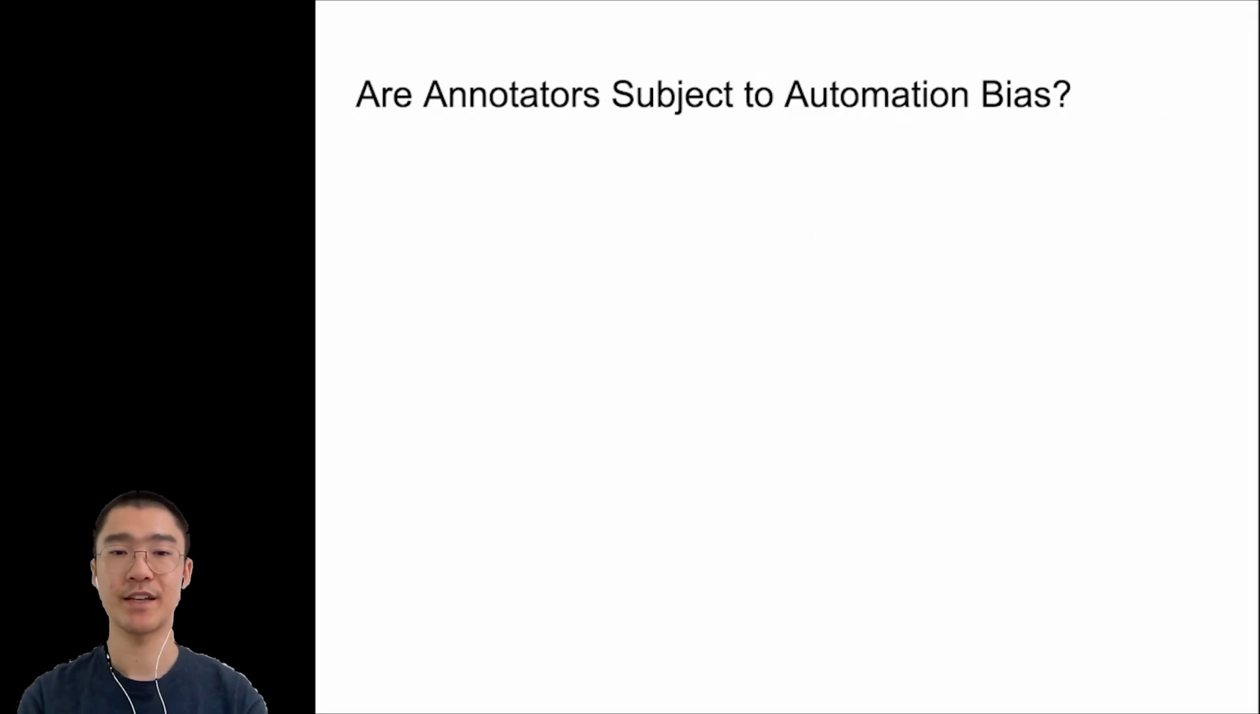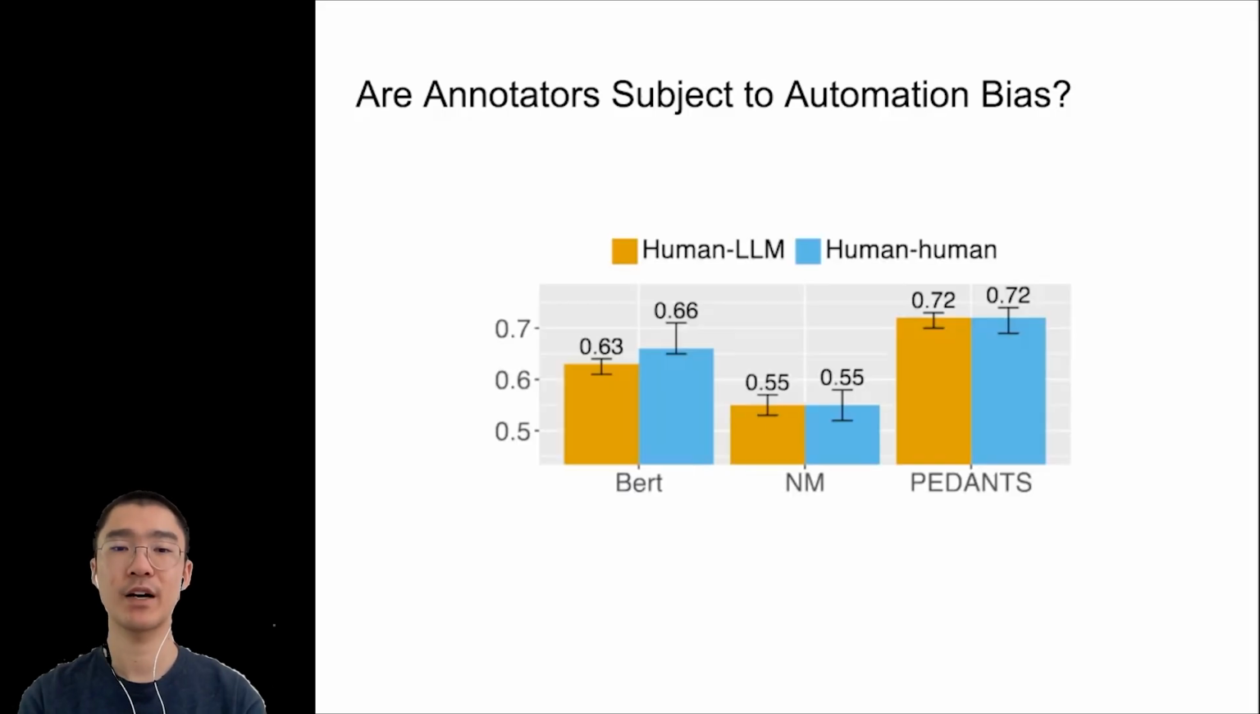Finally, we want to know if the annotators are subject to automation bias, so we compare human-AI agreement with interhuman agreement on the answers. And we find no evidence of annotators over-relying on language models for the answer for the time reduction, regardless of metric choice.